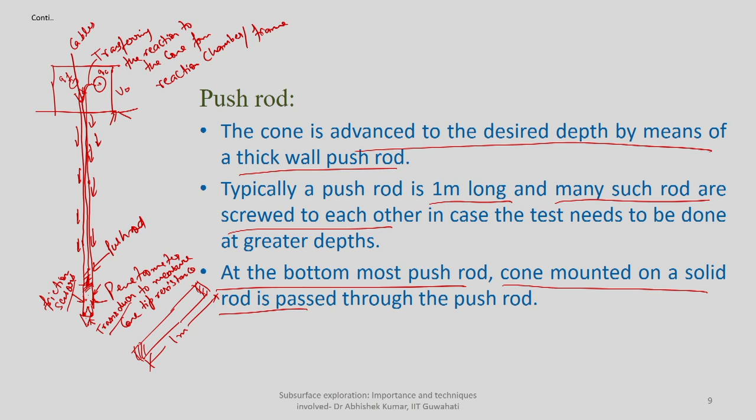So, at the bottommost push rod, the cone is mounted on a solid rod, as I told you, and around this there will be a hollow rod. In between these two, the assembly will be able to measure the resistance along the surface. The lowermost rod will be connected to the push rod, and because each push rod is hollow, the cable which transfers the measurement from the sensor to the surface assembly will pass through. So, beforehand you should have some idea of the depth of investigation you have to do, because you have to make an equal number of push rods ready, and before you start the test, the cables should pass through those rods.